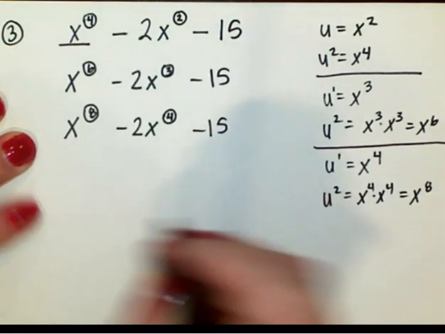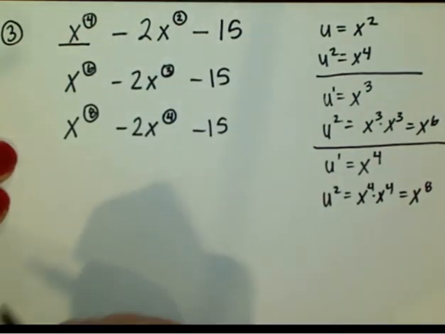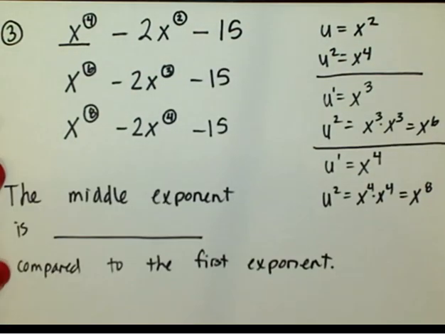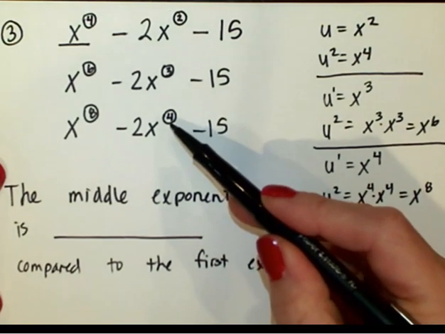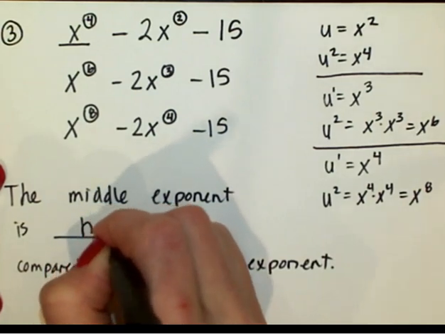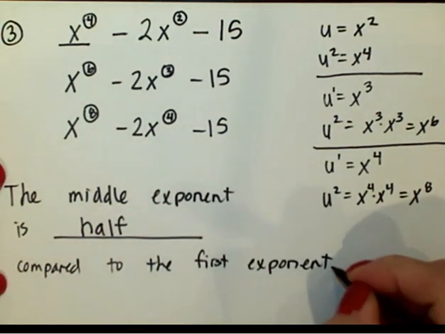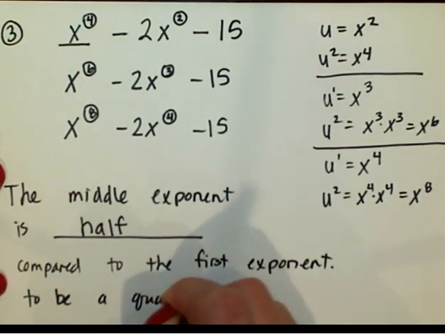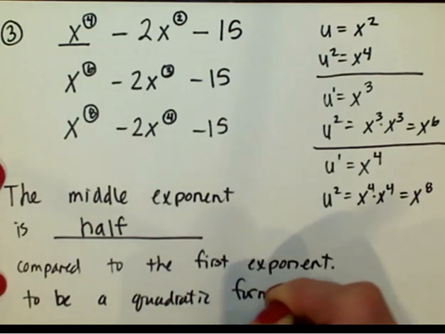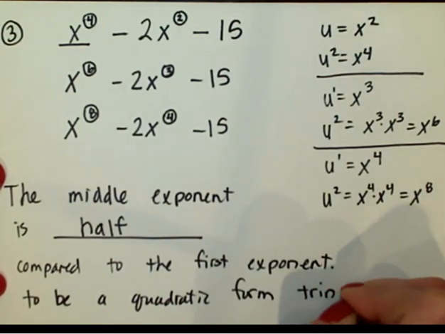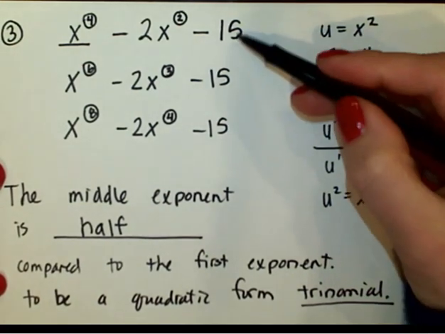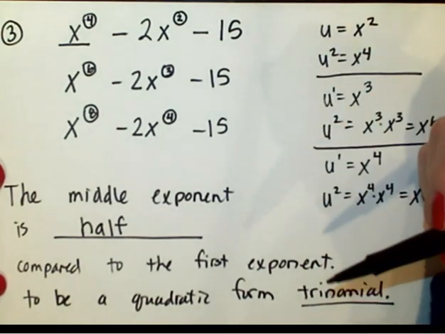8 and 4. Take a minute and write a statement that connects the middle exponent to the first exponent. You should be able to fill in the blank of this sentence. The middle exponent is half compared to the first exponent to be a quadratic form trinomial. Notice that this is a trinomial and that the last term is a constant and has no variable.